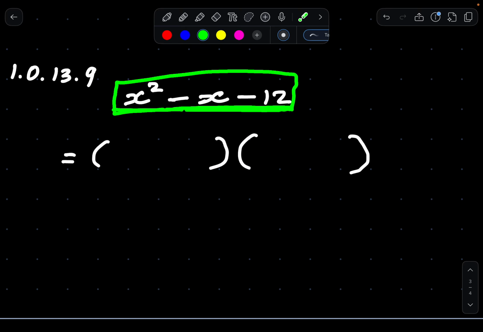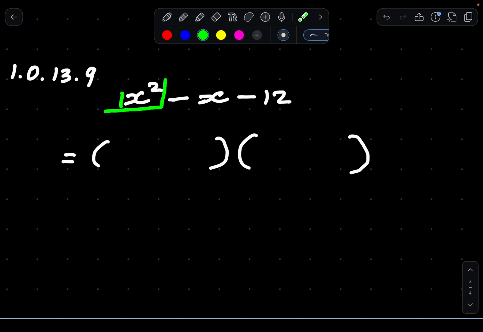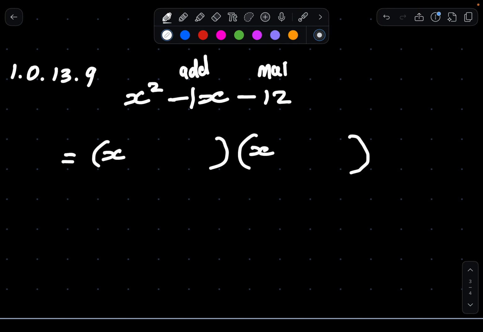Okay? And then guys, because this is 1, there's only one way this can break. It can only break into x times x. So you can break into x and x. Now you need to look for two numbers that will add to the middle term. So you look for two numbers. When you add, they must give you -1. When you multiply them, they must give you -12.